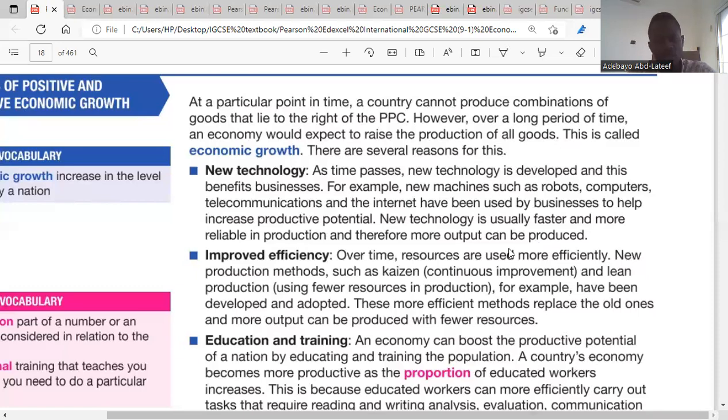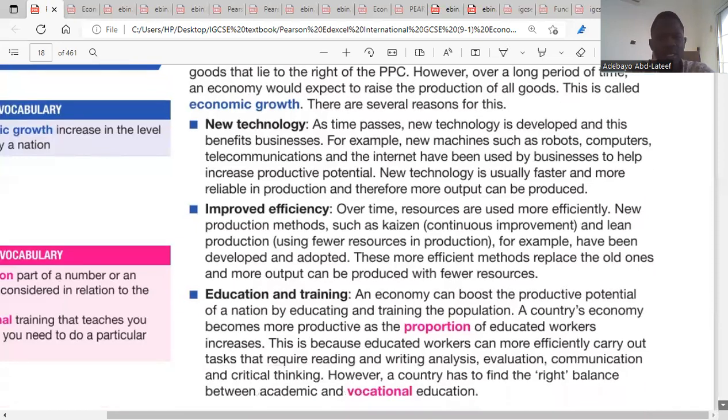Number one, new technology. The text said, as time passes, new technology is developed and this benefits businesses. For example, new machines such as robots, computers, telecommunications, and internet have been used by businesses to help increase productive potential. New technology is usually faster and more reliable in production, and therefore more output can be produced. So, the use of technology would only increase productivity because technology will make things become faster. So that is the importance of technology.